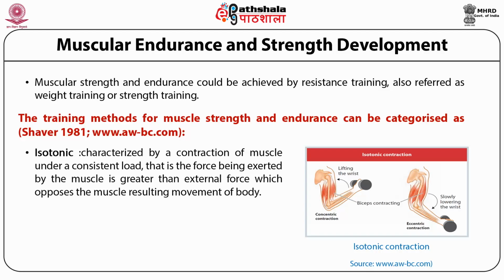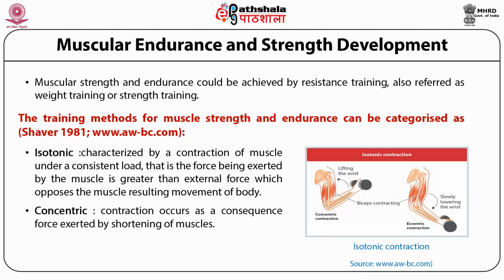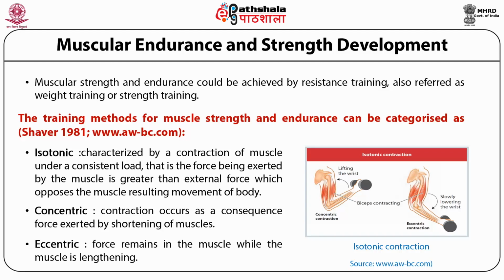The isotonic training method is characterized by the contraction of muscles under a consistent load, that is, the force being exerted by the muscle is greater than the external force which opposes the muscle, resulting in the movement of the body. For example, curling an arm holding a 10-pound weight. The isotonic contractions can be either concentric or eccentric. Concentric contractions occur as a consequence of force exerted by shortening of muscles. The eccentric force remains in the muscles while the muscle is lengthening.